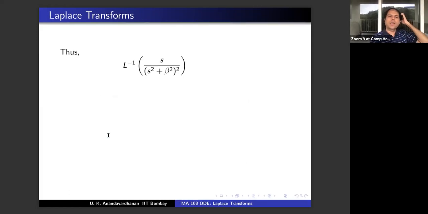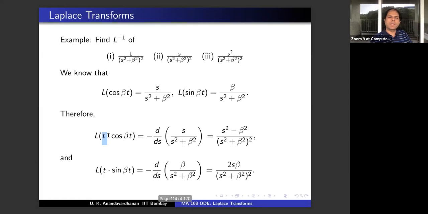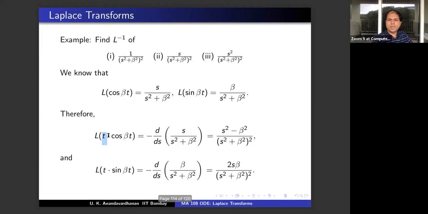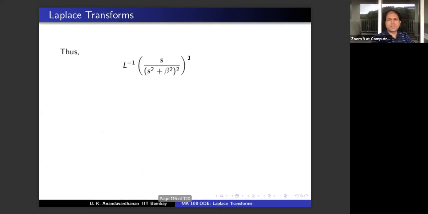So you get this. So L inverse of s by s square plus beta square whole square is t sin beta t by 2 beta. Clear? S by s square plus beta square whole square. This 1 by 2 beta you can do here. So 2 is getting solved first. You get t sin beta t by 2 beta.